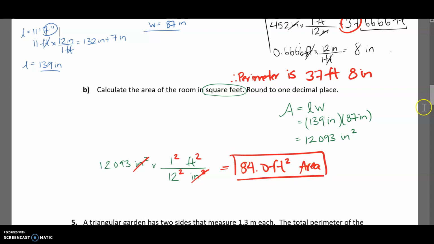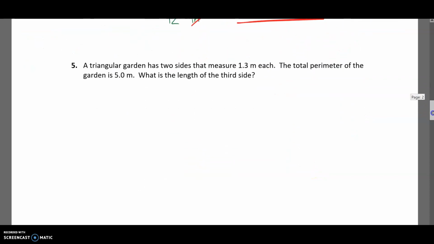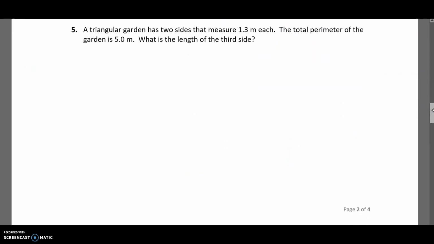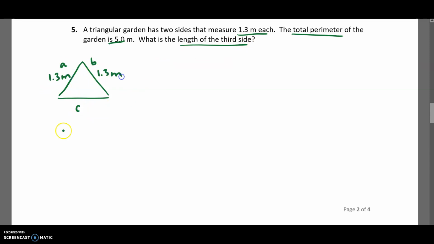One final question on this page. Now we have a triangular garden. 2 sides are 1.3 meters each, and we know the total perimeter of the garden is 5 meters. I want to find the length of the third side. So I can sketch this out. I have a triangle, sides A, B, C. 2 of the sides are 1.3 meters each. And the total perimeter is 5 meters. I want to find the length of this third side, C.